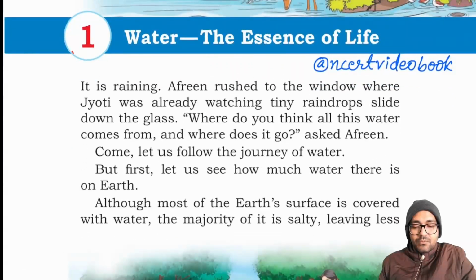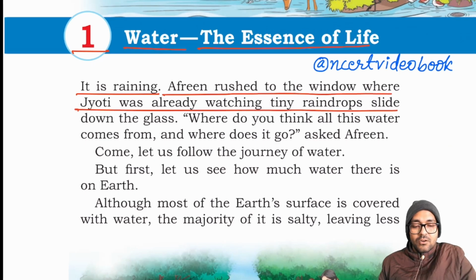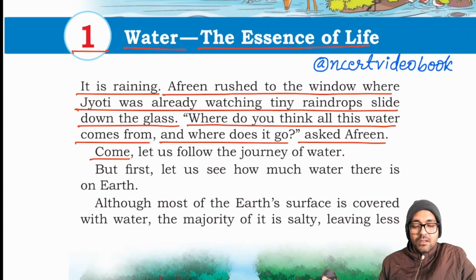Let's start Chapter 1, Water, the Essence of Life. It is raining. Afreen rushed to the window where Jyoti was already watching tiny raindrops slide down the glass. "Where do you think all this water comes from and where does it go?" asked Afreen. "Come, let us follow the journey of water. But first, let us see how much water there is on Earth."